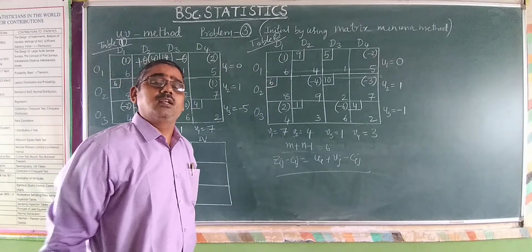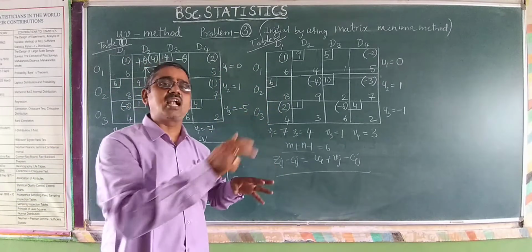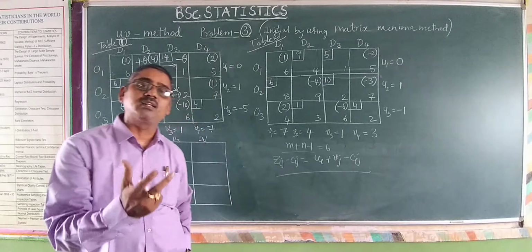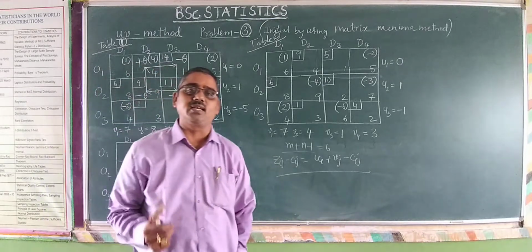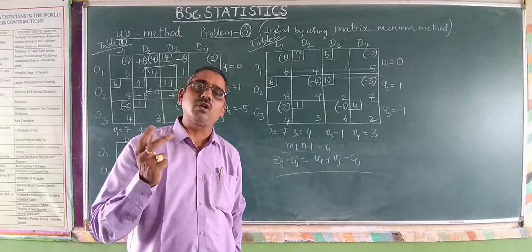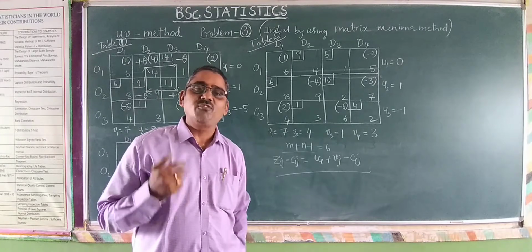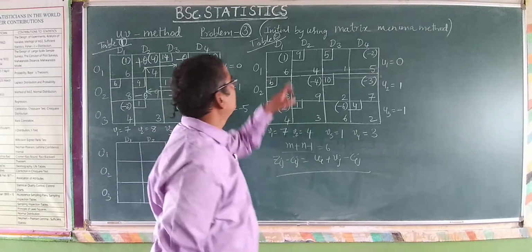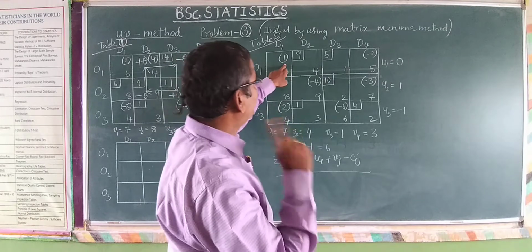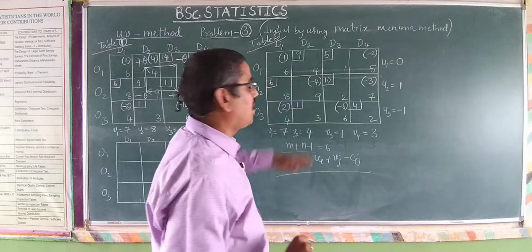Now, after calculating the net evaluations, you have to examine the sign of Zij minus Cij. Are all of them less than or equal to 0 or not? If not, then we have to proceed. So 1 is positive. We got one positive, so there is no need to check the remaining ones.